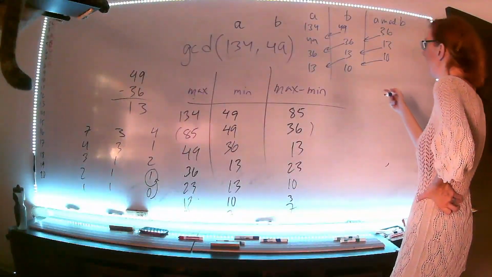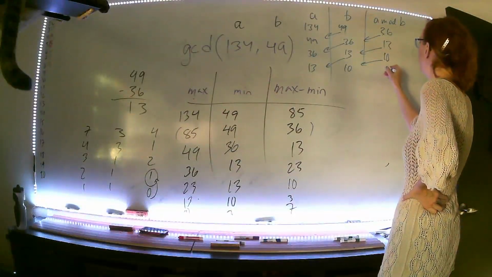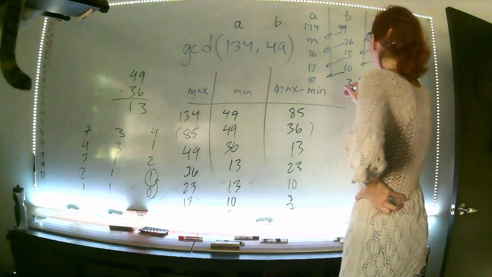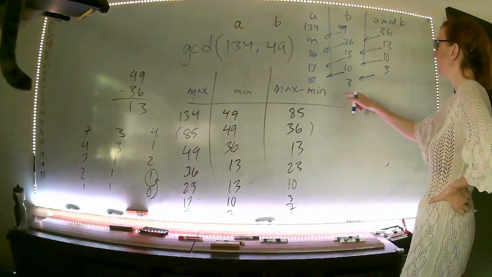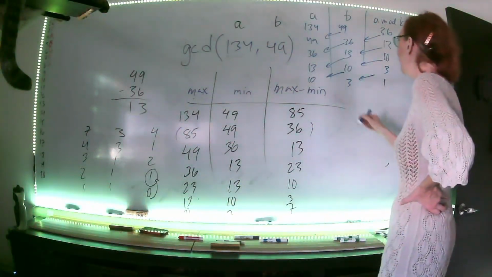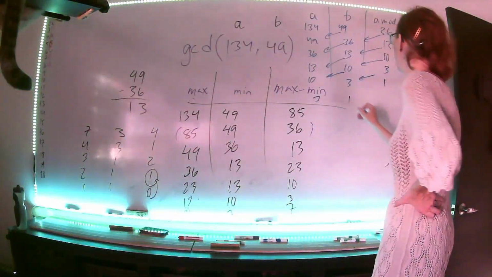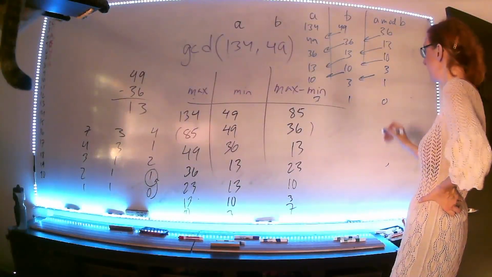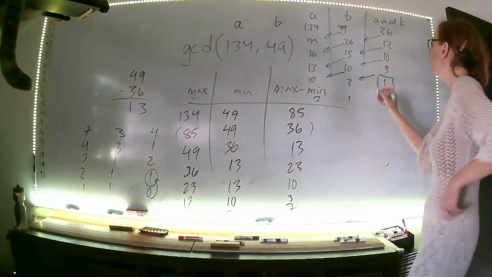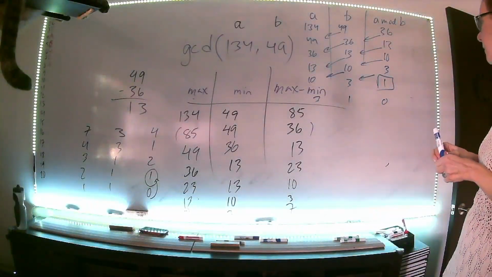I will take the 10 out until it doesn't fit anymore. I will get a 3. Then I have a 10 and I have a 3. I will take the 3 out until it doesn't fit anymore. I get a 1. 10 minus 9 is going to be a 1. And then I have the 3 here and the 1 here, and nothing's going to be left over because when I divide by 3, there's no leftover. So the answer is going to be the 1.